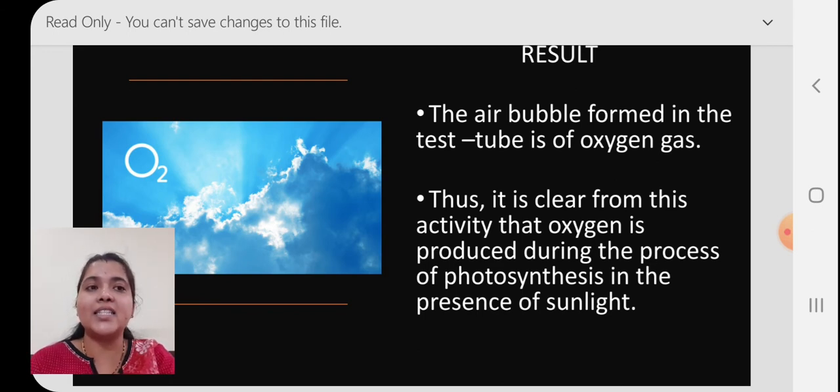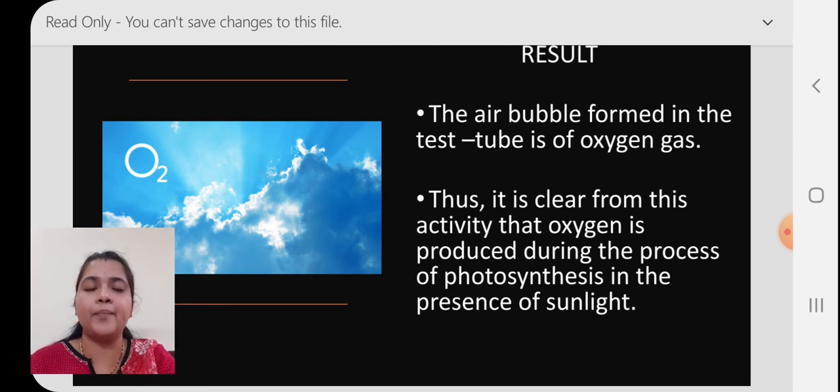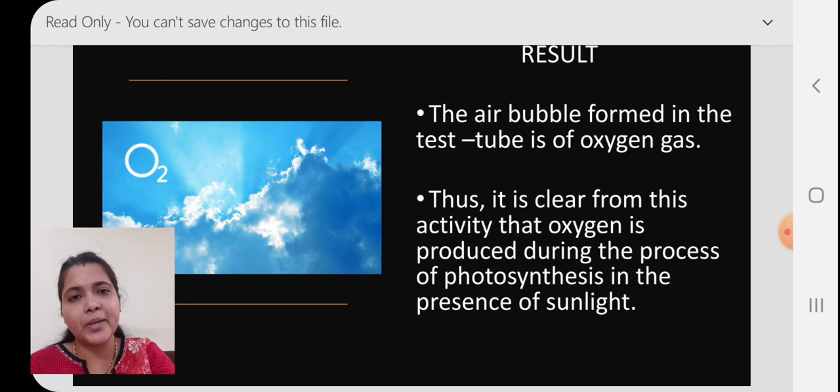Thus it is clear from this activity that oxygen is produced during the process of photosynthesis in the presence of sunlight. The apparatus which you kept in sunlight showed more bubbles, and the apparatus which was placed in the dark did not show bubbles. If at all it shows any, it is only 1 or 2 bubbles. So sunlight is very essential for the liberation of oxygen. I hope you understood this experiment, children.